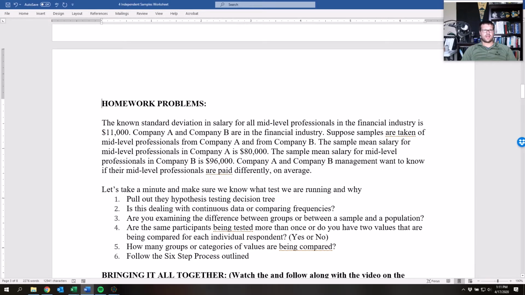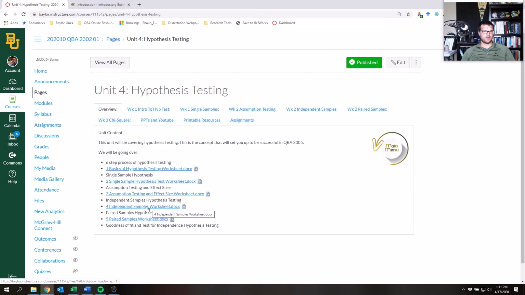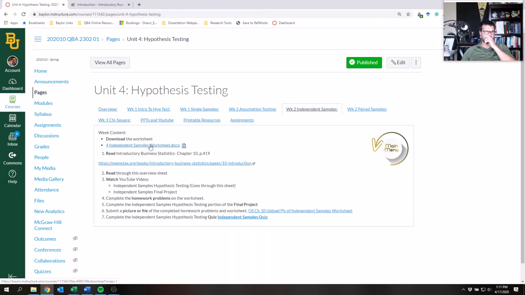Okay, we're going to take a little bit of time and go through the homework problems for the independent samples tests. So let's take a look at this. Homework problems. You can find all of this information if you go to Unit 4 and Overview, you can download the independent samples worksheet. Or you can go to independent samples and download the independent samples worksheet here.